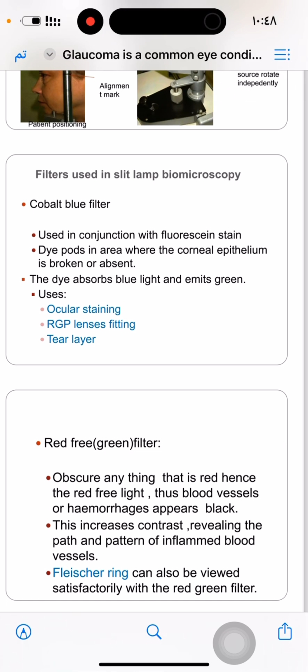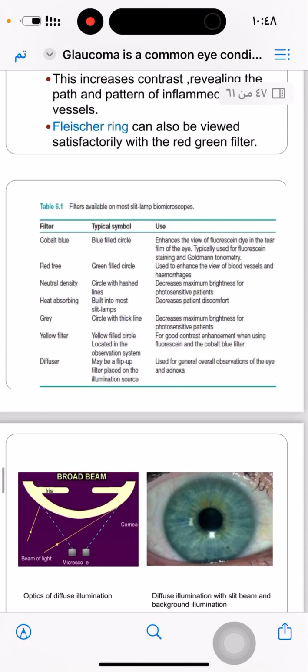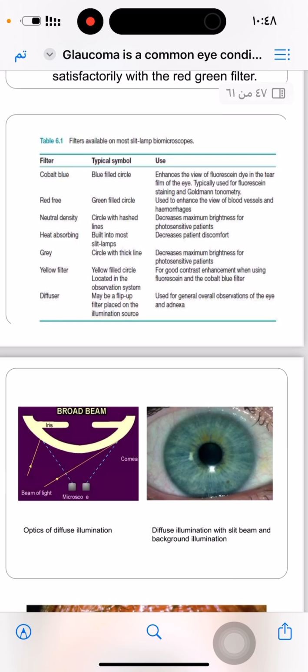Filters used in slit lamp. This is not for doctors, just for medical students. You can read it.